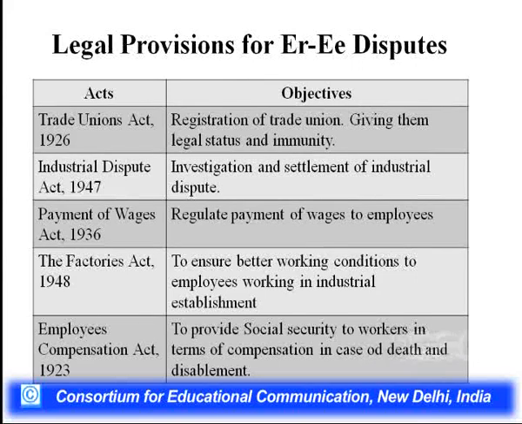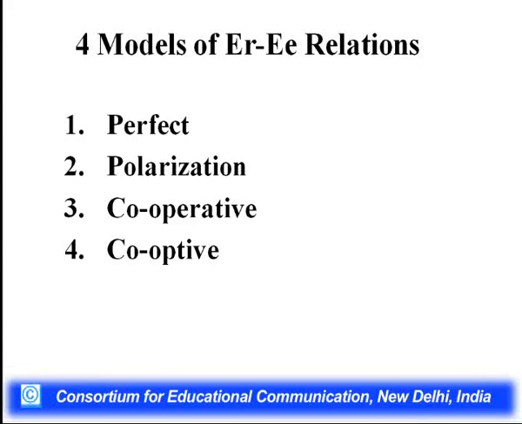Next we have the Factories Act, which ensures better working conditions for the employees who are working in industrial establishments. And next is the Employees Compensation Act 1923. This is another act which provides social security to workers in terms of compensation in case of death or disablement.